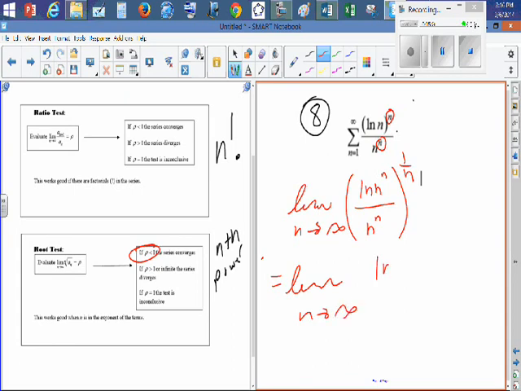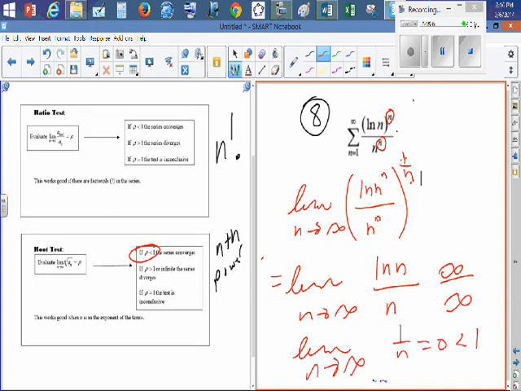End up with ln n, because remember you're going to have n times 1 over n, which is just 1, and then n times 1 over n again. I end up with just n. What happens with that? Oh, that's infinity over infinity. Yay, I get to L'Hopital this thing. I love a L'Hopital. That just gives me 1 over n, which is 0, which is less than 1. What have I proven? I've proven this series converges by the root test.